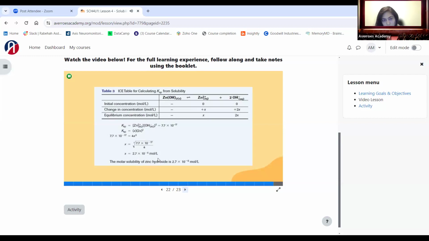That way makes a little bit more sense to me, but like I said, you can use the way on the previous slide as well. And that's it for this lesson. I'll see you next time.